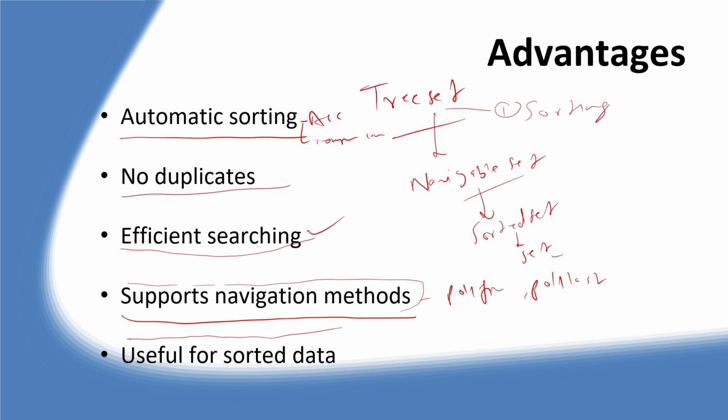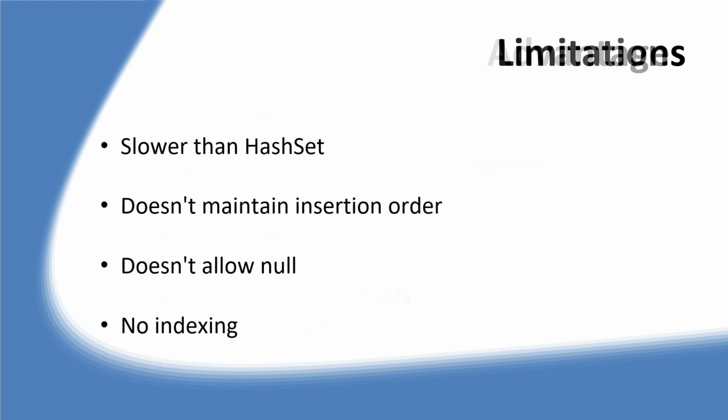So let's look at some of the limitations of TreeSet. Because TreeSet maintains sorting, it performs slower than HashSet. We have seen HashSet is the fastest in performance. TreeSet is slower than that. Why? Because it is providing sorting. It needs to sort the elements. If you are providing 30, 10, 20, then it needs to sort them as 10, 20, 30. So that's why it is somewhat slower.